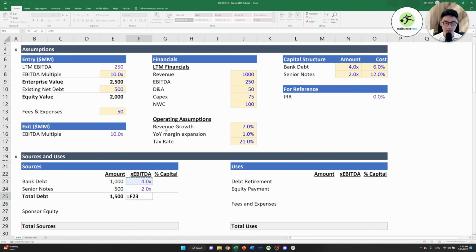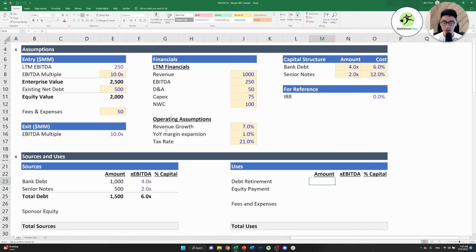We can also just add these 2 multiples together to get basically what it is times our last 12 months EBITDA. Or another thing you can do is divide the total amount of debt by our last 12 months EBITDA, and you should get the same thing. So we're going to leave sponsor equity and total sources, all of this blank. We're going to go to our uses first.